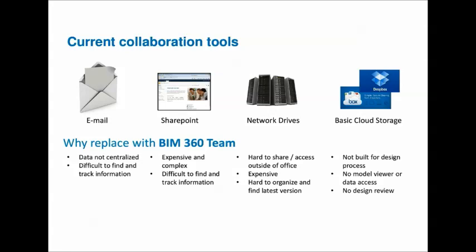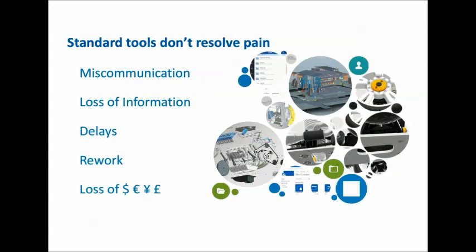The standard tools don't really resolve the issues. There can be miscommunications, and there's often a loss of information as well. As I said, if you're looking for that email where a request was made, you can't find it. Is somebody in trouble, or do you have to dig deeper and hope that you have a different copy of it? A lack of communication can lead to delays and rework within designs, and it comes down to loss of income as well. Hopefully 360 Team shows that you can keep all that in one central location and keep it streamlined to eliminate a lot of those issues.